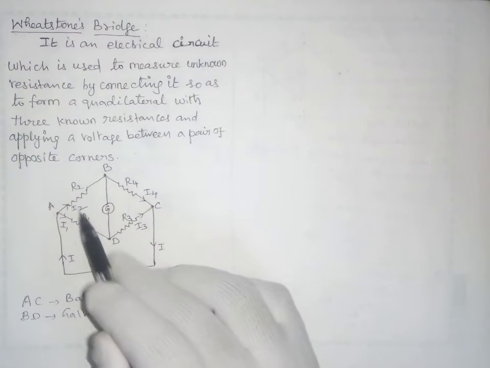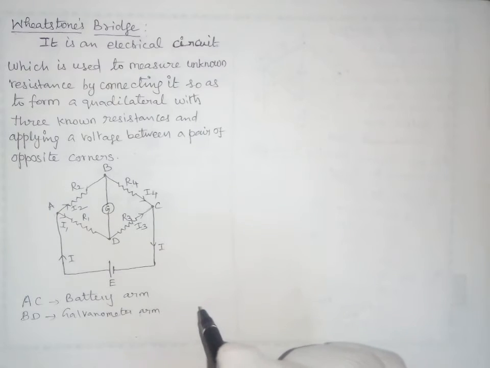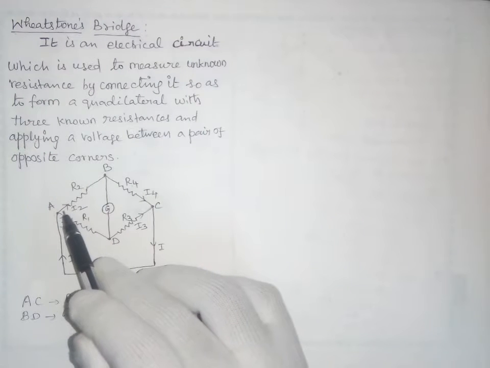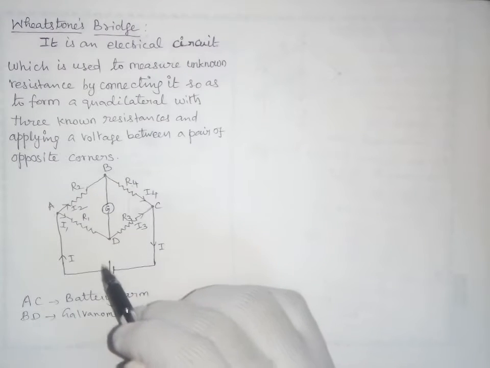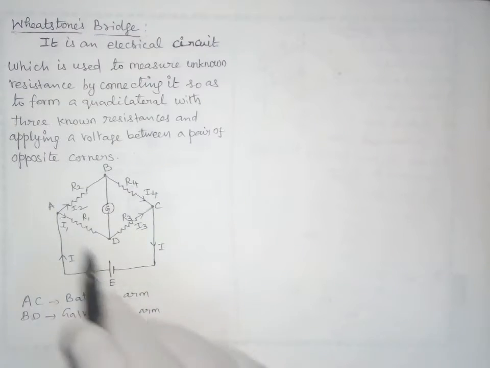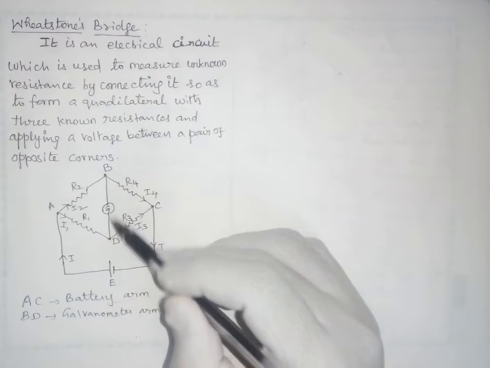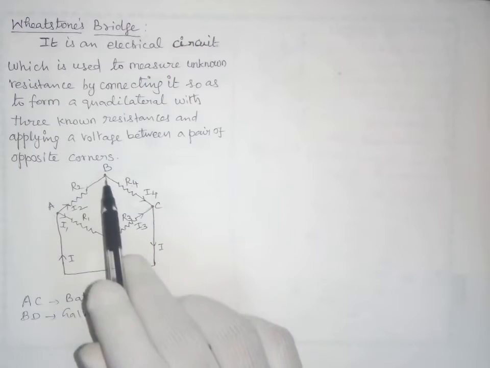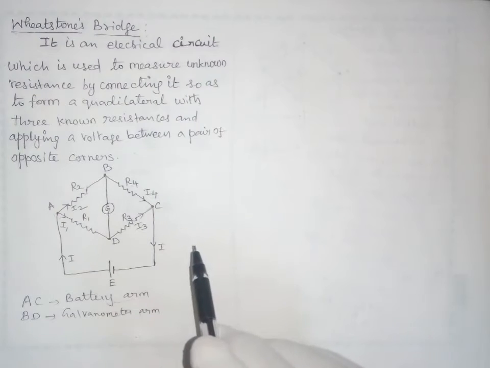Here the four resistors R1, R2, R3, R4 are connected as shown in the figure, and a battery is connected between the pair of diagonally opposite corners A and C, which provides the potential difference to the electrical circuit. AC is called the battery arm. A galvanometer, a device used to measure current, is connected between the points B and D, so it is called the galvanometer arm. So this is the diagram of the Wheatstone bridge.